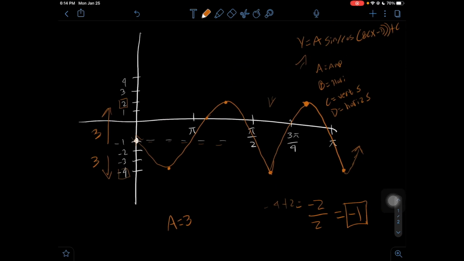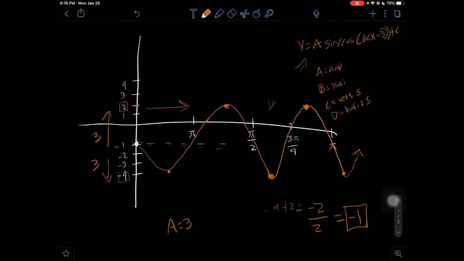Now, let's try to determine our b, or our horizontal stretch. Well, we're going to do that by finding our period. Now, in order to find the b value, we want to see our period, because we know that our period is equal to 2 pi over b for sine and cosine functions. And now we can try to find our period. So we know that we have an intersection right here at, let's just call this pi over 4. And we have another intersection right here at 3 pi over 4.